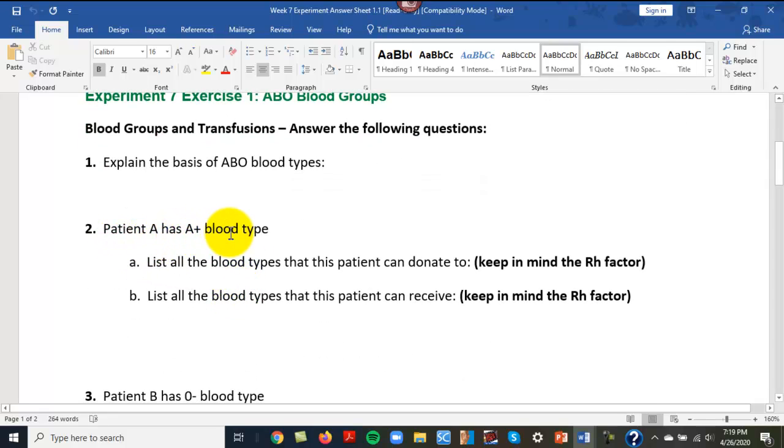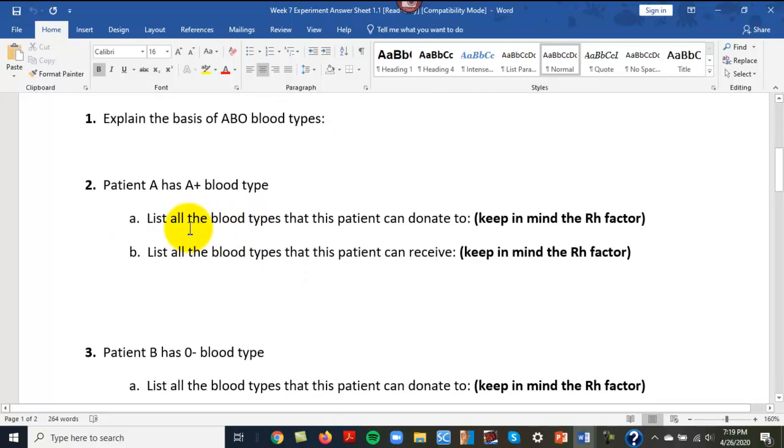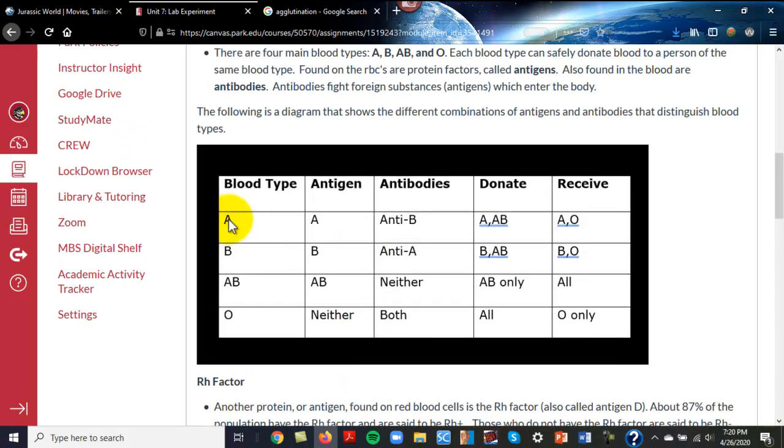Patient A has A positive blood type. List all the blood types that person can donate to. Now remember, the plus you have to keep in mind. You cannot donate to negative. So who can you donate to? If we go back, I'll just bounce over here. If you're A, you can donate to A and AB. If you're positive, you can donate to A positive and AB positive.